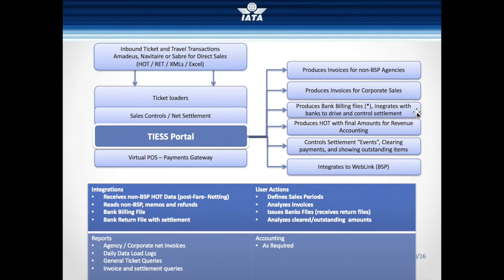We would be integrating with the banks, clearing final amounts also with the banks, knowing that the deposits did occur. We integrate with revenue accounting within the travel agency producing hot files or direct accounting related files with debits and credits. Generate also integration to WebLink. And over here, a few more details of inputs, outputs, user actions that can be done in the main portal.